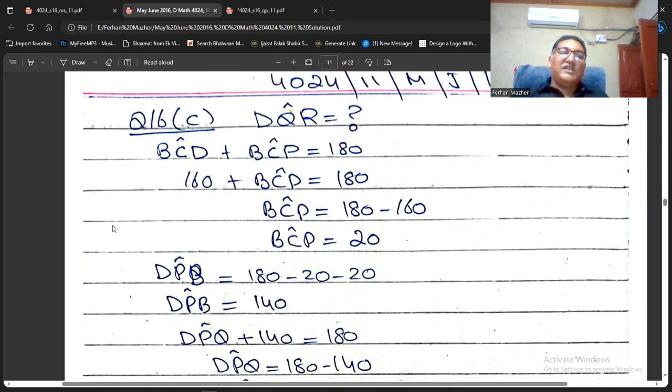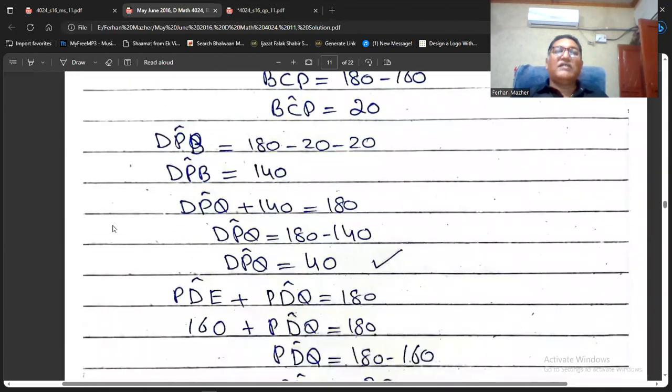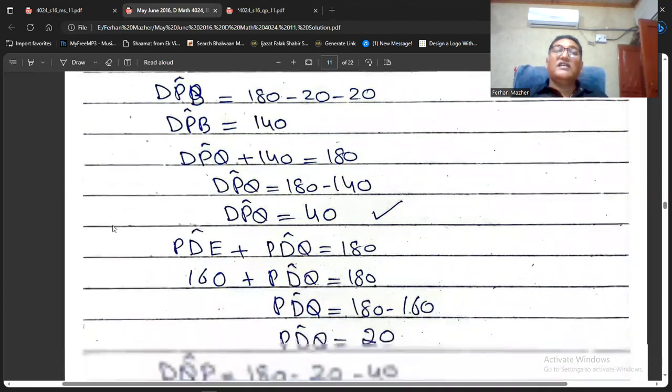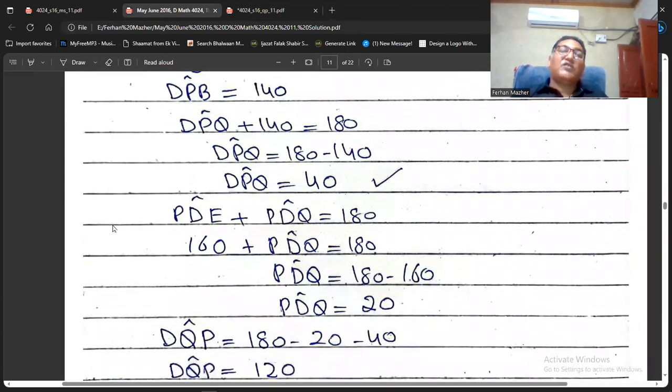Then the DPB angle, that is 180 minus 20 minus 20, will be equal to 140. The DPQ angle plus 140 equals 180. The DPQ is equal to 180 minus 140, and the DPQ will be 40 degrees.